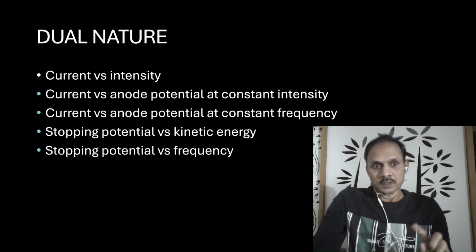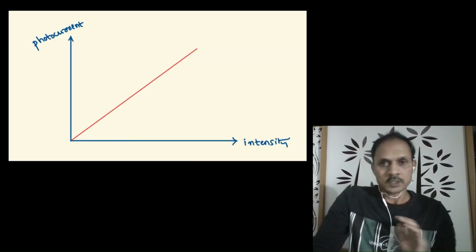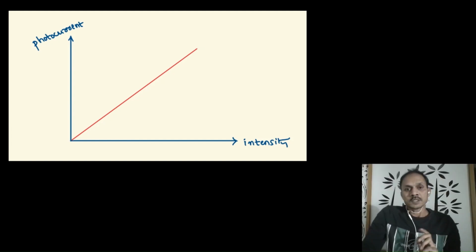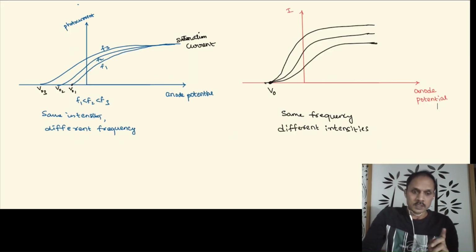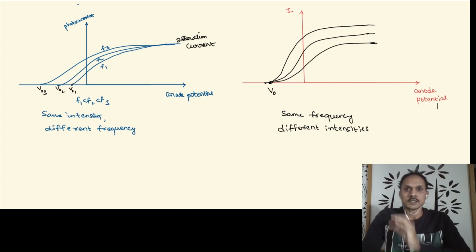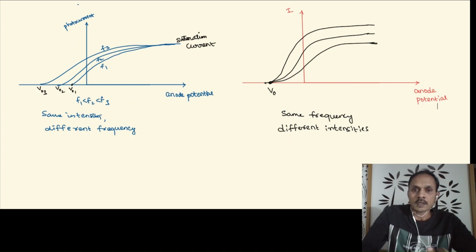First, current versus intensity, directly proportional. When intensity is zero, obviously current is zero. Next, how does it vary with potential? How current varies with potential depends on two things. Which is constant, frequency constant or intensity constant? Based on that, these two. And from these graphs, we can say stopping potential or kinetic energy is independent of intensity, and saturation current is independent of frequency. All these things we can obtain from this graph.